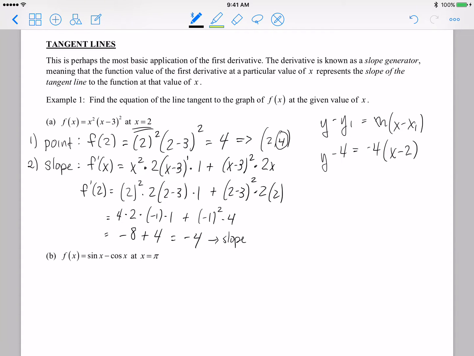And when you write the final answer, I just want you to have it where y is by itself. So in order to do that, I'm going to add 4 to both sides and get y is equal to 4 minus 4 times x minus 2.